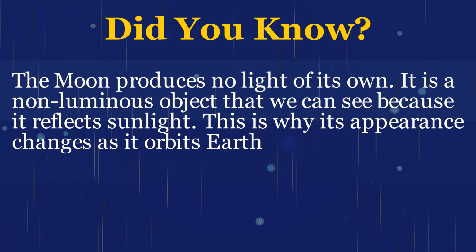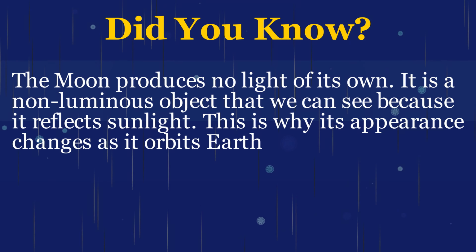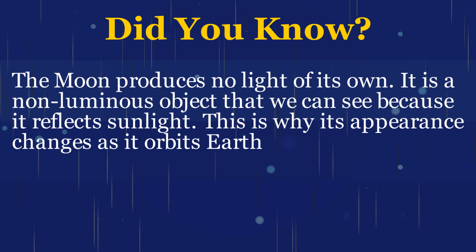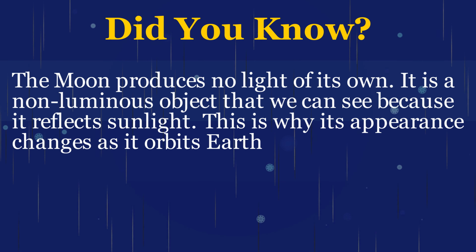Did you know? The moon produces no light of its own. It is a non-luminous object that we can see because it reflects sunlight. This is why its appearance changes as it orbits Earth.